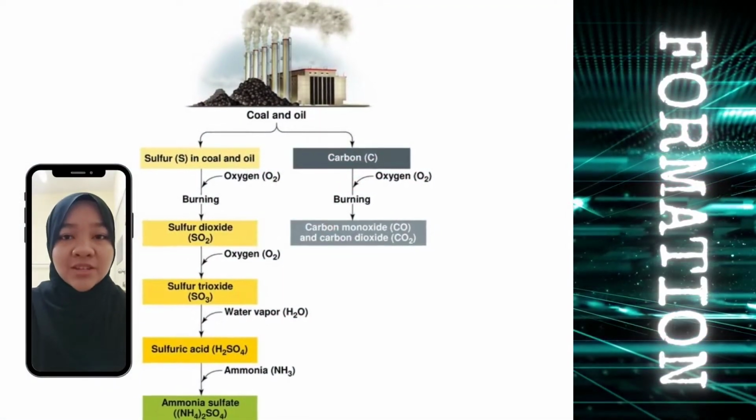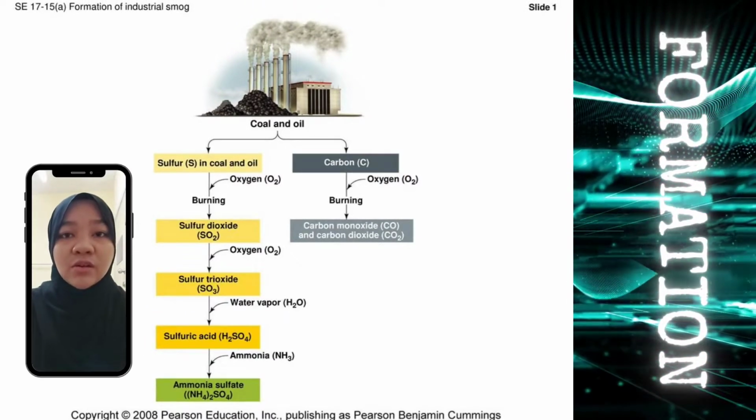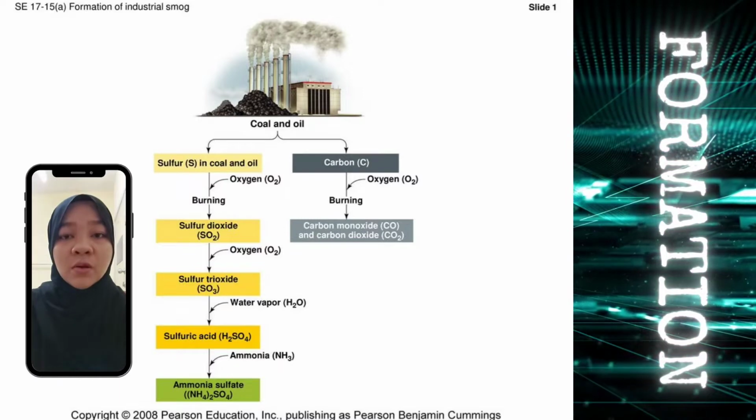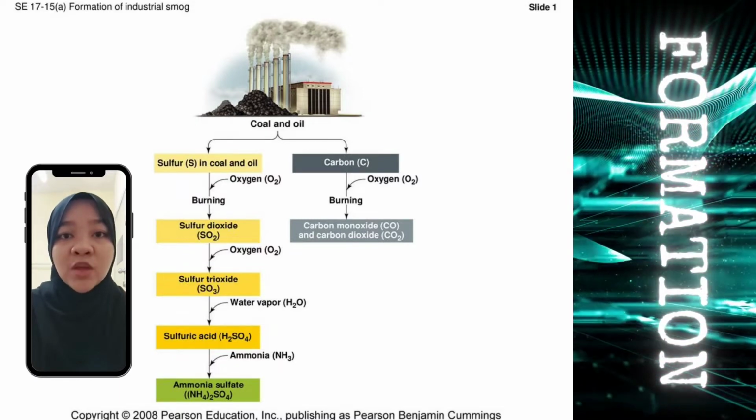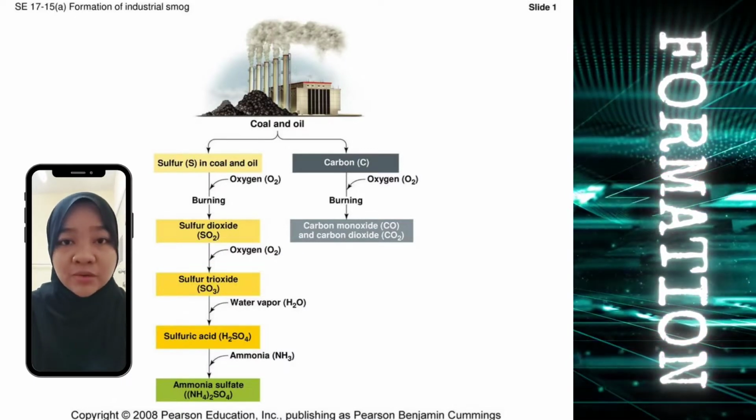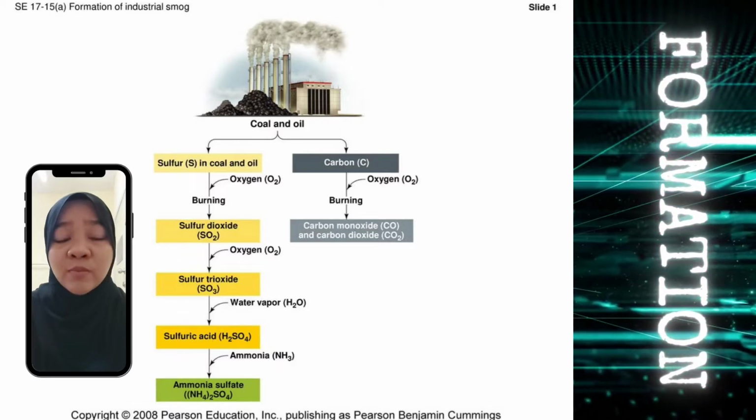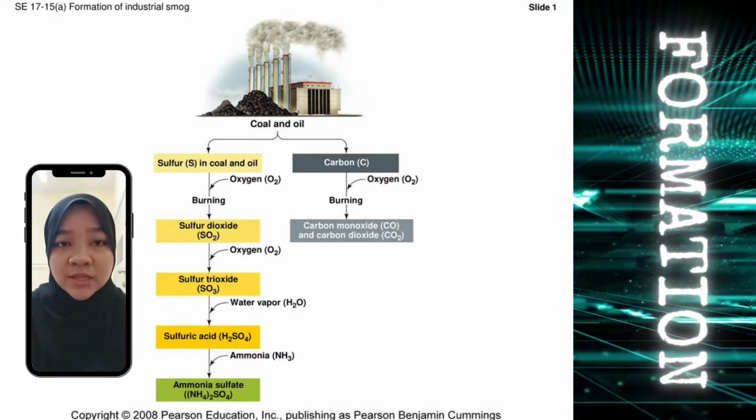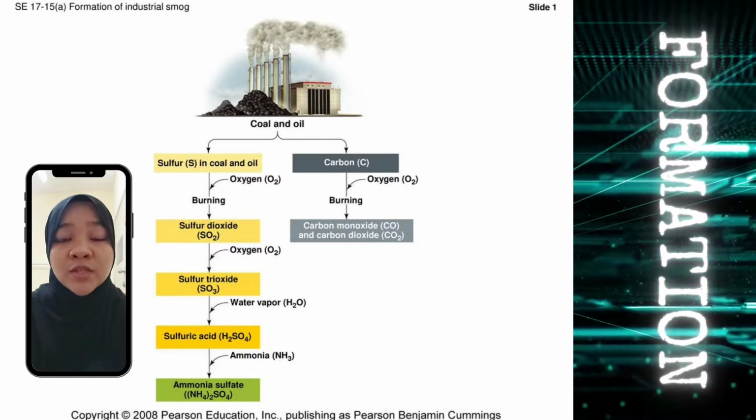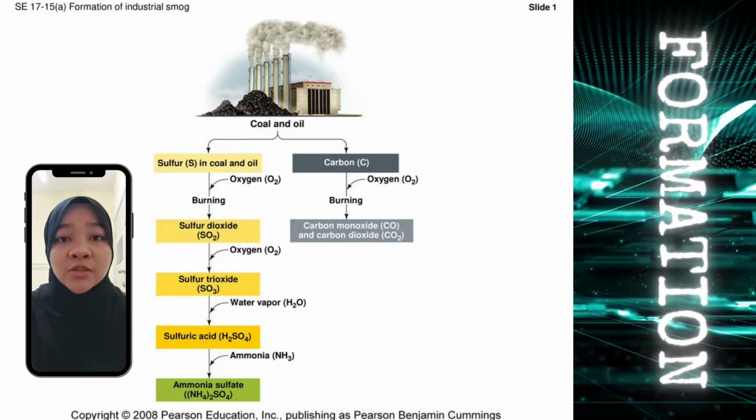The formation of industrial smog is when coal or oil are burned. First of all, the coal and oil have sulfur and carbon in them. So, when the coal or oil go through the burning process, they will release sulfur dioxide, carbon monoxide or carbon dioxide. Then, sulfur dioxide will react with the oxygen in the atmosphere to form sulfur trioxide. After that, the sulfur trioxide will react with water vapor to form sulfuric acid, and finally react with ammonia in the air to form ammonium sulfate.